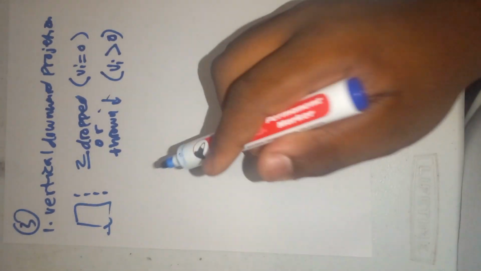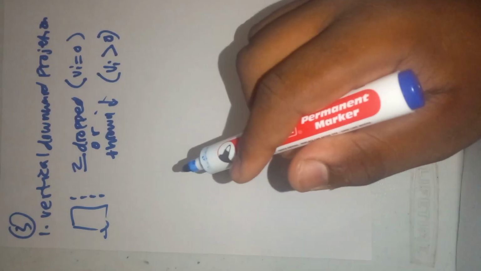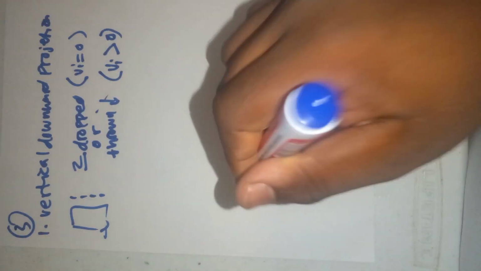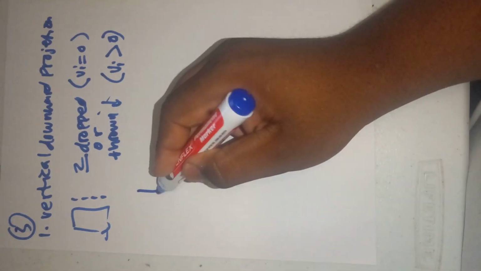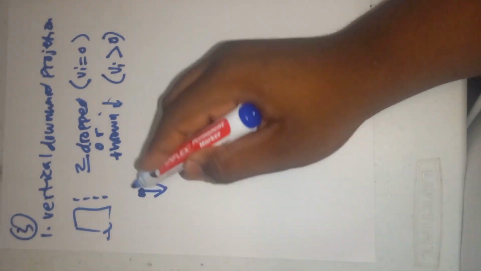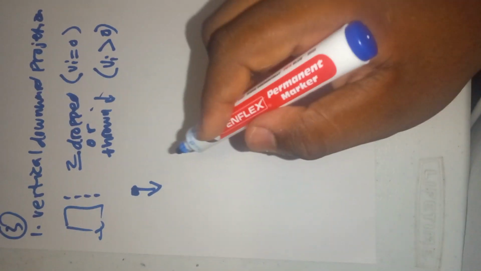So meaning that on the first one, we have a downward motion. It is simply going downwards. So the final velocity is going to be positive.